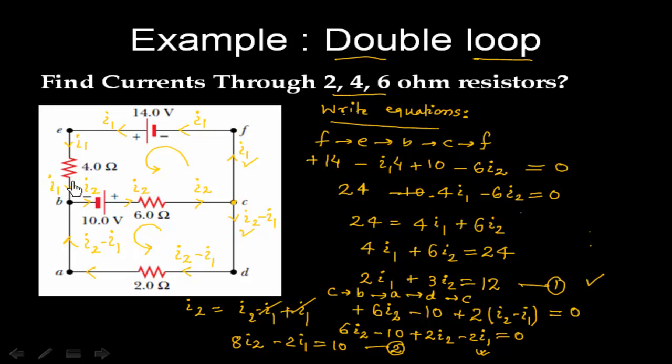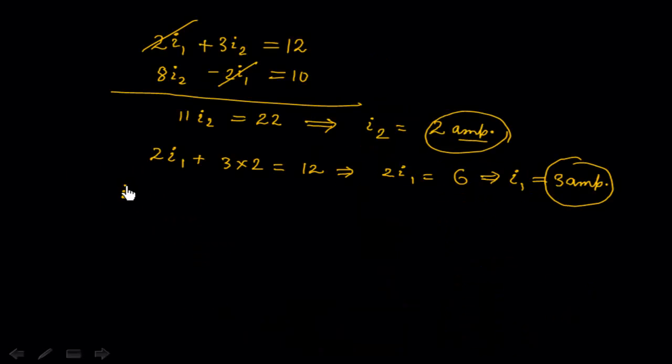So through this resistor we will have 3 ampere, and through this resistor we will have 2 ampere, and through this resistor we can calculate, that is I2 minus I1. So for the 2 ohm resistor, I2 minus I1, where I2 is 2 ampere and I1 is 3 ampere, so this is minus 1 ampere. The minus sign says that the direction of current which I have taken is wrong.